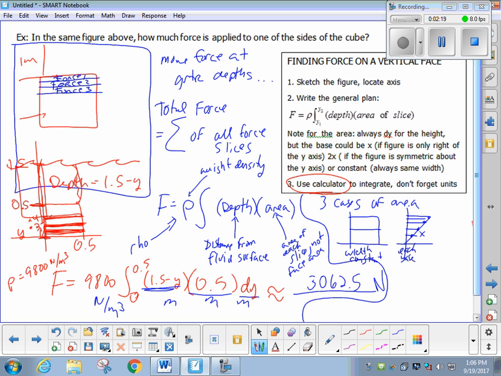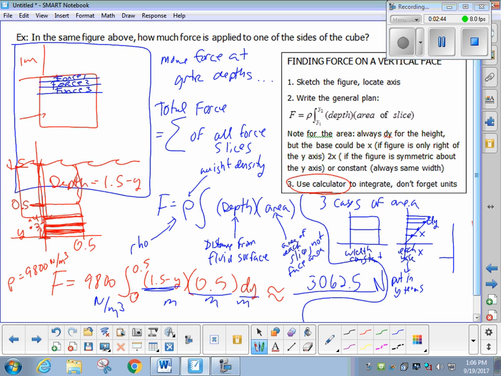It's 1 wide, 2 wide, 3 wide, 4 wide. Each base is x. The thing is this, though. In these problems, the height is always the slice height, so dy. So when you get that x, you're going to have to put it in y terms because the heights are dy. It's always y that is the variable of integration.